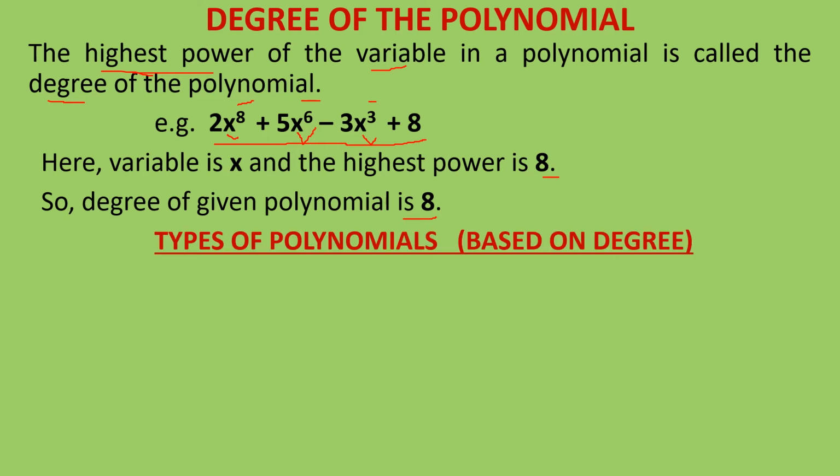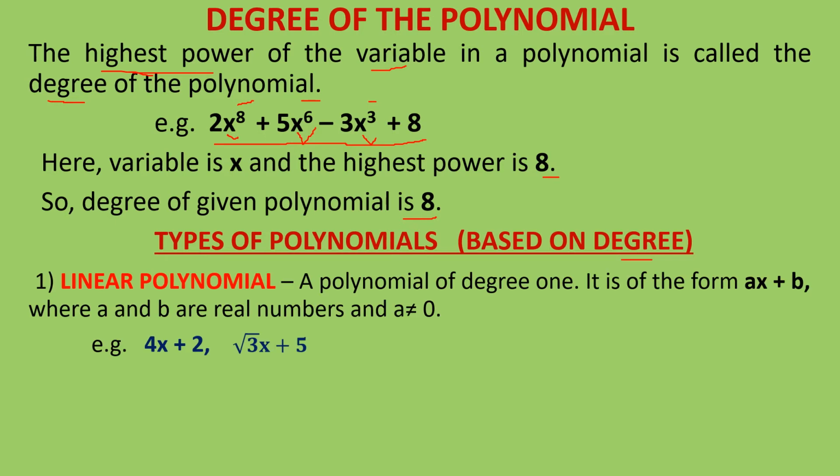Now we have types of polynomials based on degree. In the last slide we did types of polynomials based on the terms. Now we have types of polynomials based on the degree. So first we have linear polynomial. So what are the linear polynomials? Here it is written a polynomial of degree 1. A polynomial of degree 1 is called the linear polynomial.